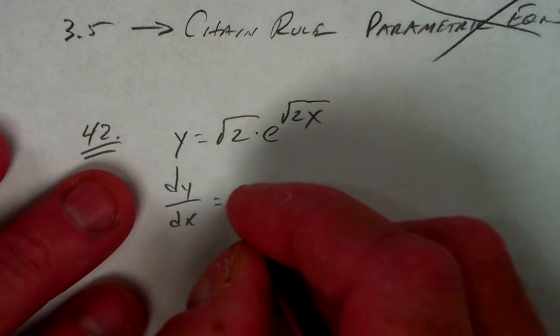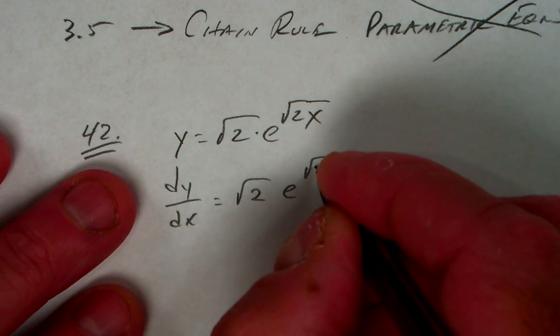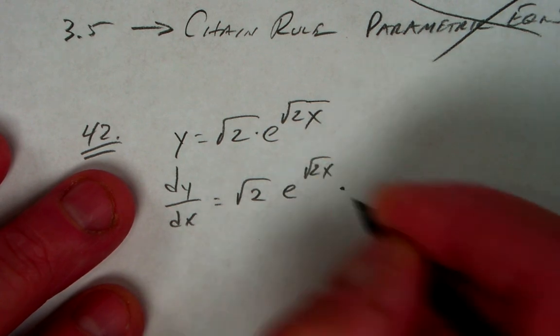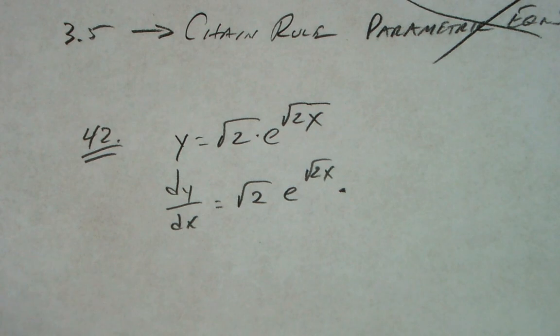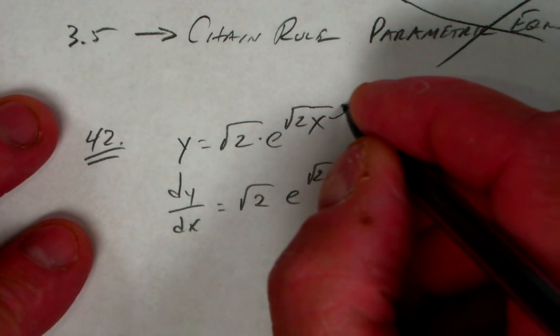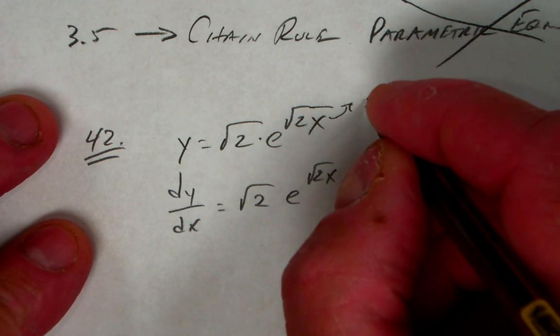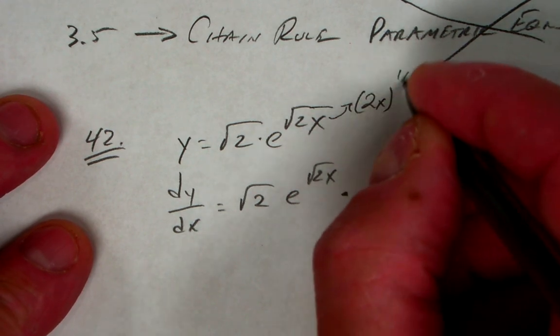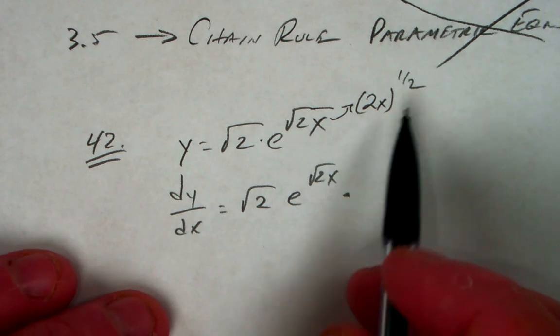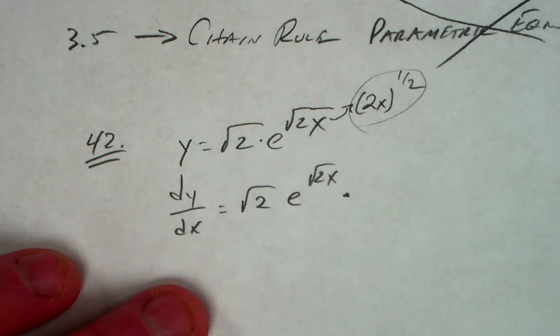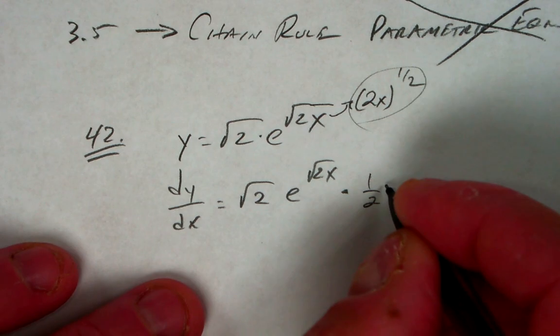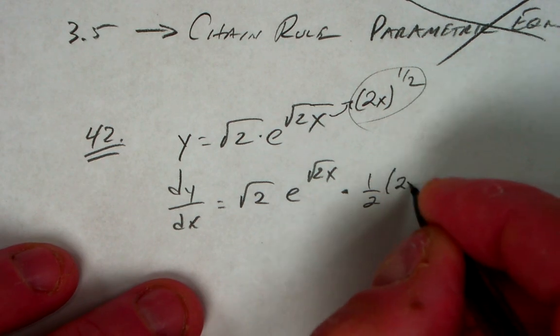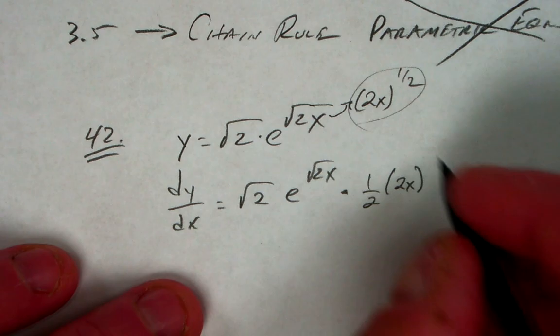So let's go dy/dx equals square root of 2 e to the ugly. Okay? Because the derivative of e to anything is just e to that thing. Okay? And now I probably should have written this a little bit better. But this square root of 2x is the same thing as 2x to the 1/2 power. So now let's go ahead and find the derivative of that. 1/2 times 2x raised to the negative 1/2.